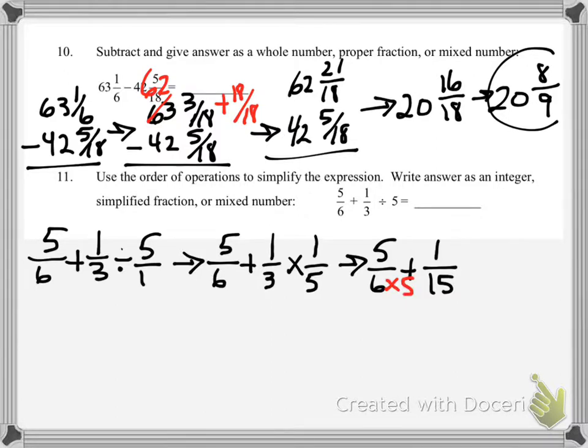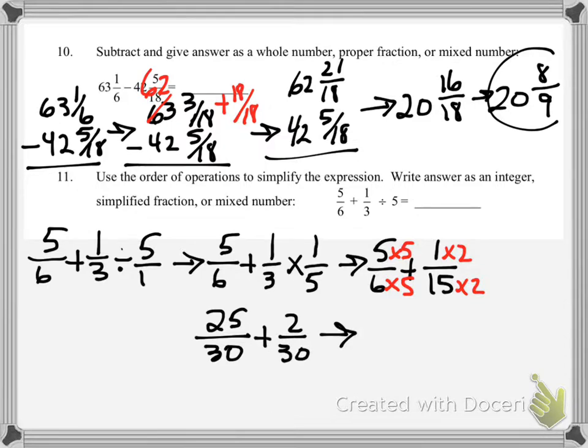So I'm going to multiply the top and the bottom of this fraction by 5. I'm going to multiply the top and the bottom of this fraction by 2. And I'll end up with 25 over 30 plus 2 over 30. Common denominator is 30. 27 over 30 simplifies to 9 over 10.